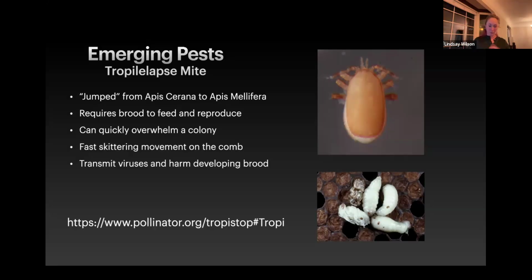So Tropi Stop is a resource from pollinator.org. We want to keep Tropilaelaps mite out of the United States forever, as long as possible. And so it's another, if you see something, say something, ask for help. If you notice an odd insect in your hive, let's get it checked out.